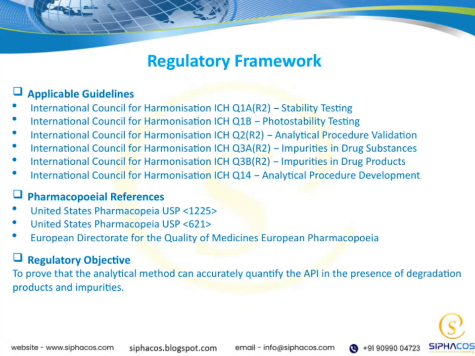Let's take a look at the regulatory framework guiding our work. We rely on a set of international guidelines from the ICH, covering everything from stability and photostability testing to impurities and analytical method development. Alongside these, pharmacopoeial references like the USP and European Pharmacopoeia provide detailed standards. The main goal here is clear: to demonstrate that our analytical methods can accurately measure the active ingredient, even when degradation products or impurities are present. This ensures reliability and safety throughout.